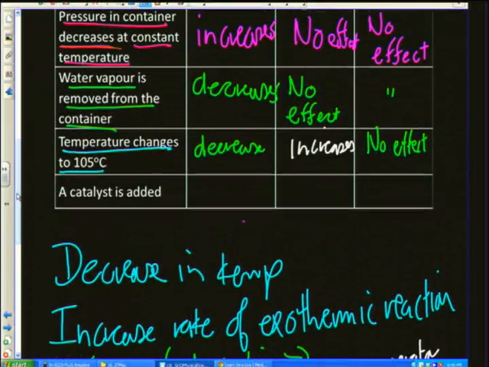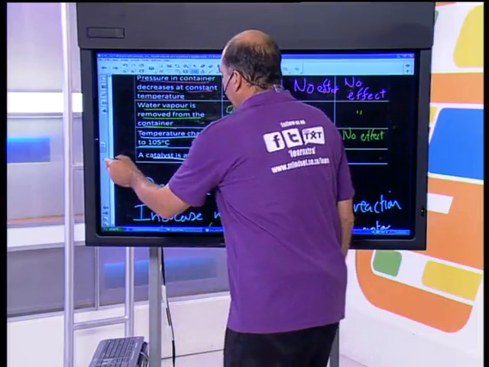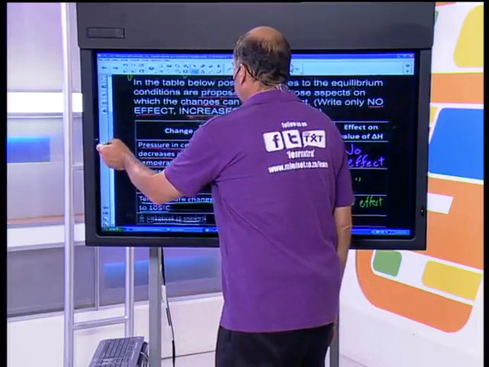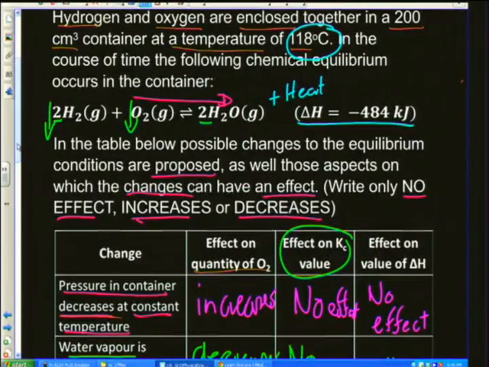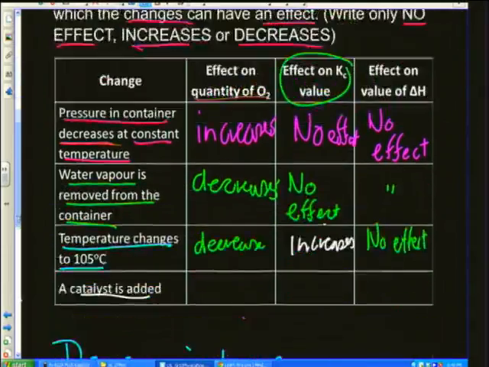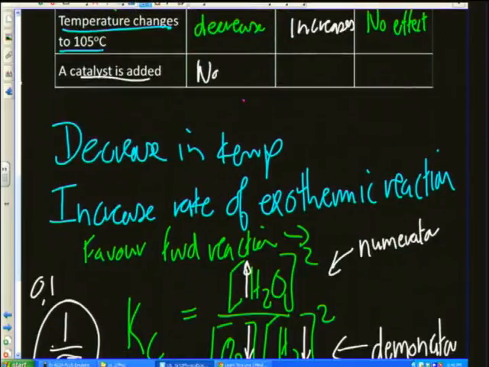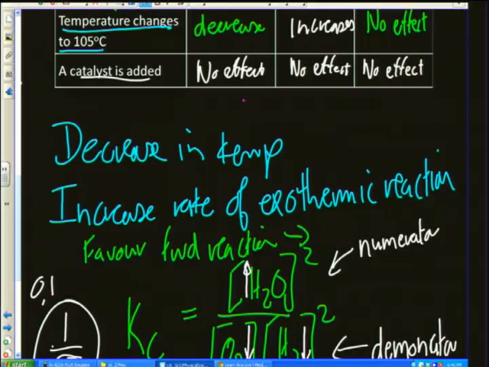Last thing, a catalyst is added. Oh, guys, you've got to be very careful with a catalyst and make sure that you understand it. So what a catalyst does is it speeds up both reactions. So if the forward reaction goes faster and the reverse reaction goes faster, there's no effect on the concentration. There's no effect on the Kc, and there's no effect on the delta H value.